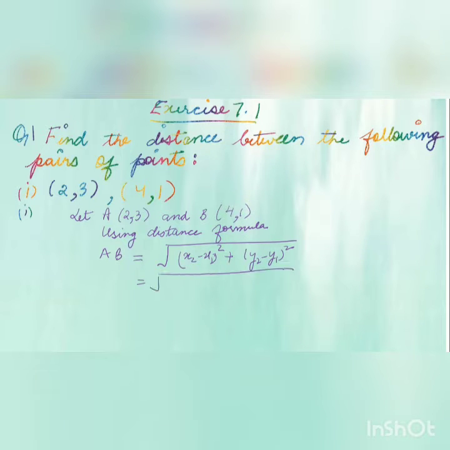So it will be 4 minus 2 whole square plus 1 minus 3 whole square. So it is 2 square, which is 4, plus minus 2 square, that is also 4. So it is under root 8, or it is 2 root 2. So you can say it is 2 root 2 units.